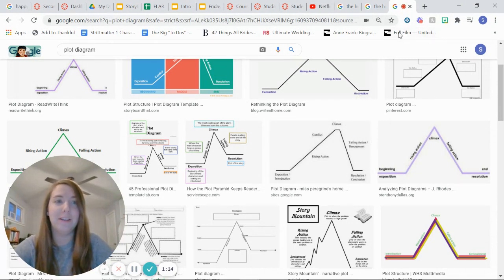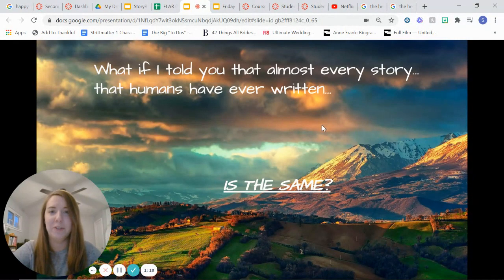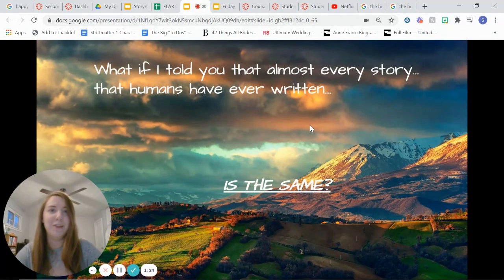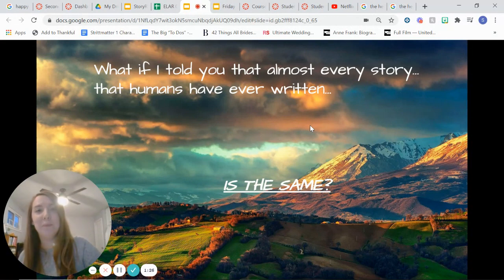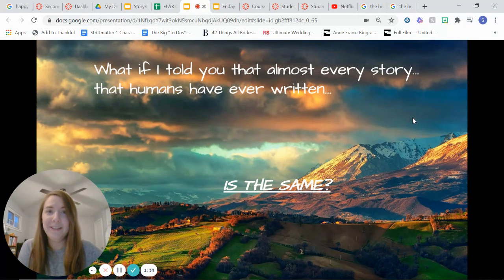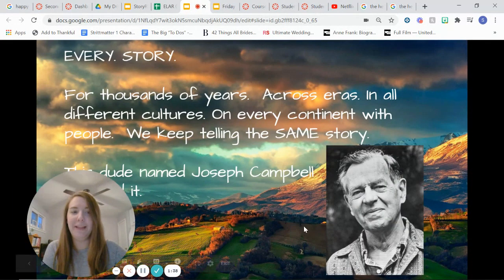So I am not talking about the plot diagram. I'm talking about the actual details and steps of a story. And I'm saying that every story, every myth, every Greek myth, Egyptian myth, every movie that we're producing nowadays, almost every movie, most video games, and every novel is the same. So I really mean every story here.